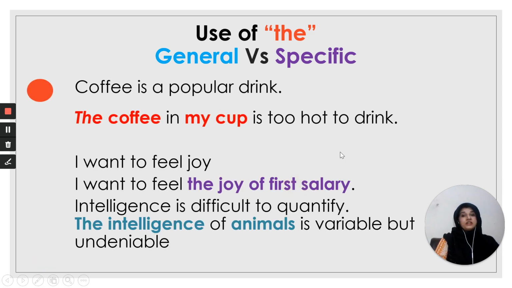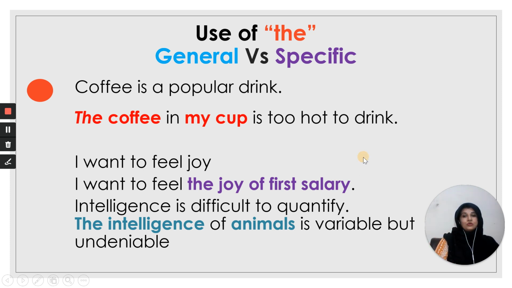"Coffee is a popular drink." A very general statement is being made that coffee is a popular drink. But in the next sentence, what we did was specify it. "The coffee in my cup is too hot to drink." Now we are specifying coffee. Once we specified the coffee, which coffee? The one that is in my cup. Because we specified it, it became necessary for us to use "the".